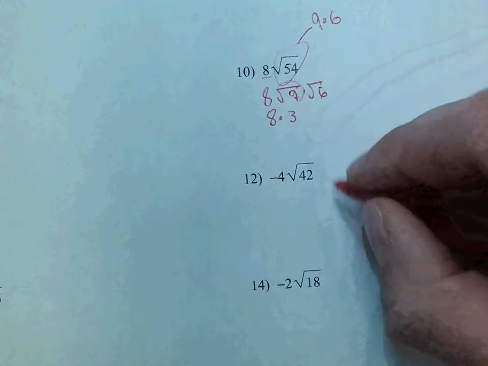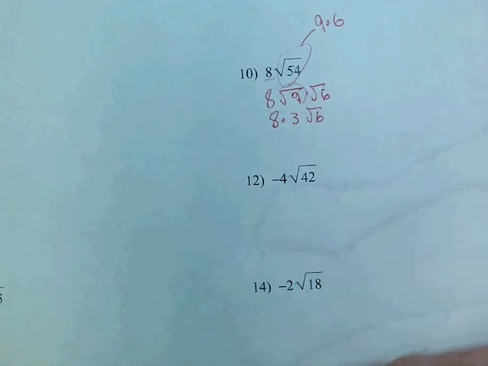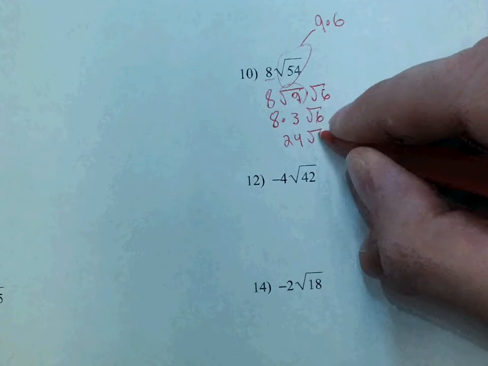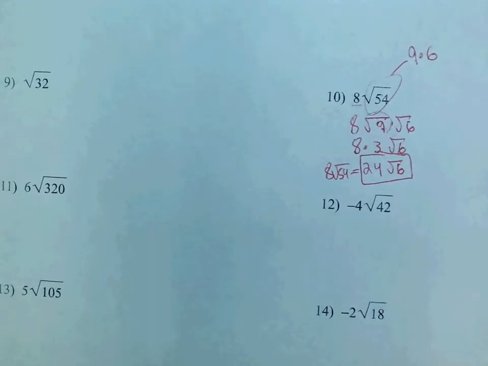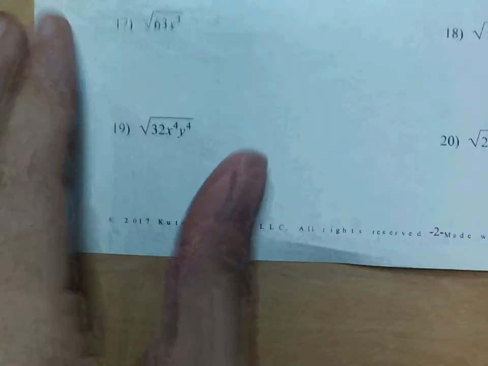9 we can do the square root of. The square root of 9 is 3. The square root of 6 can't be simplified, and we can simplify 8 times 3, which is 24. 24 times the square root of 6. That is what 8 square root of 54 equals. Okay. One more. Let's do down at the bottom.